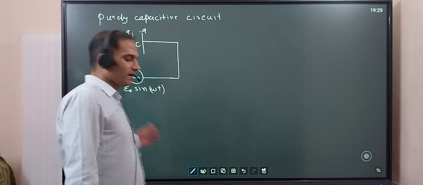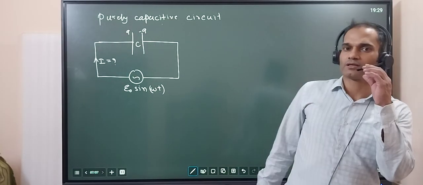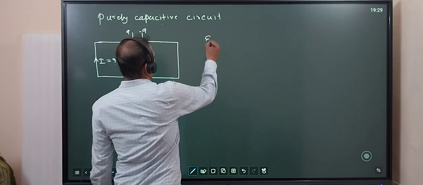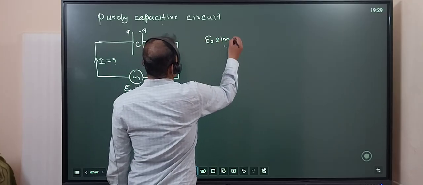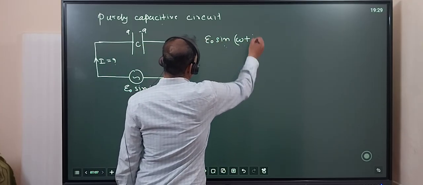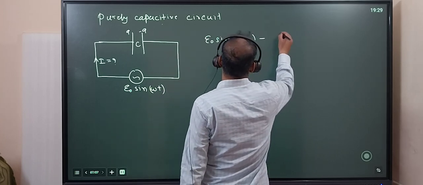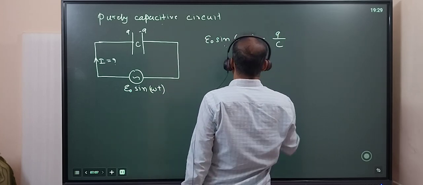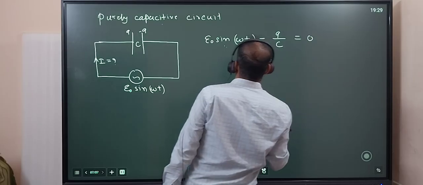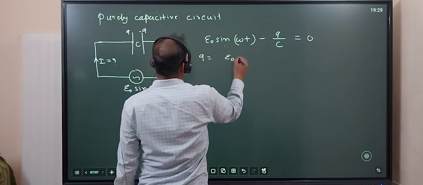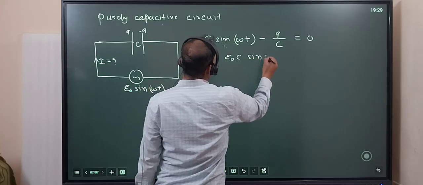So we will apply Kirchhoff's law. Kirchhoff's law is what? This is the applied voltage, this is the source, which is being applied, and this is the voltage drop there. So from here Q will become C E naught sine omega t.